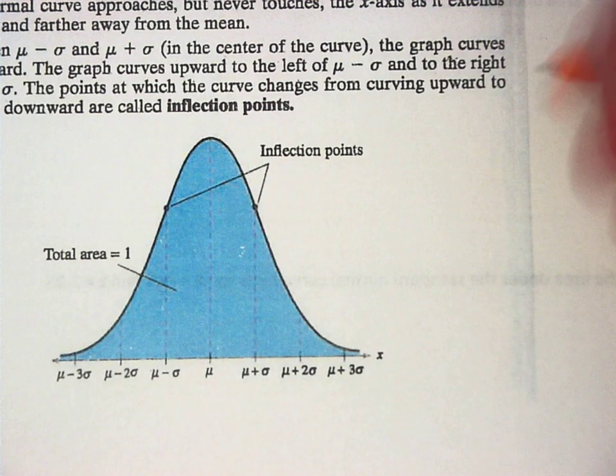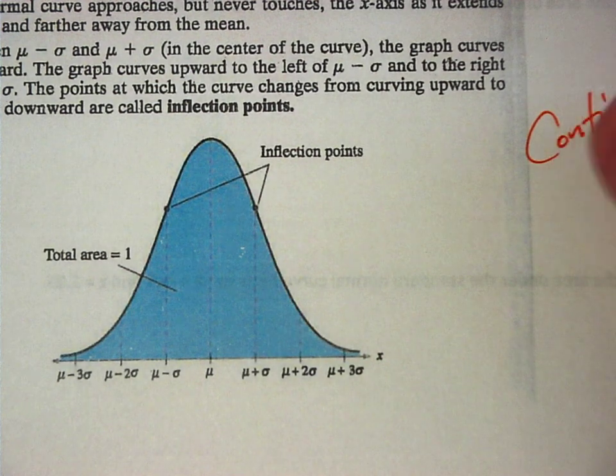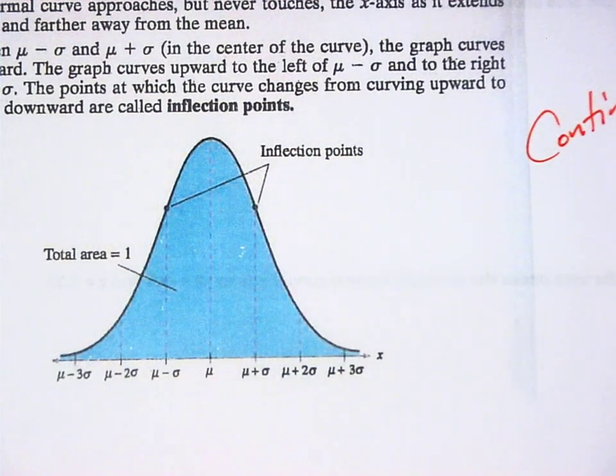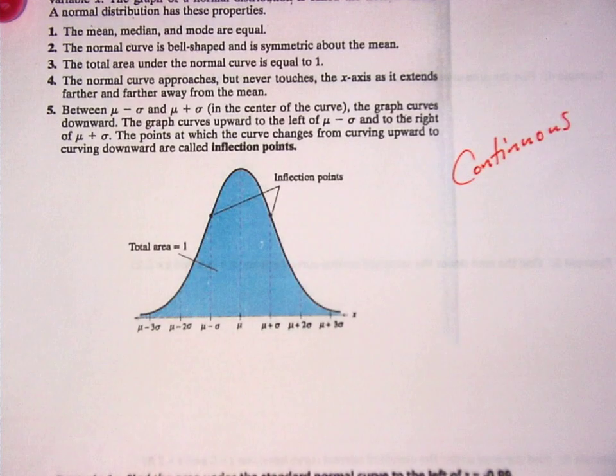this is all about continuous data. Maybe you want to write continuous on here. Remember last chapter was all about discrete, and this chapter is all about continuous data, like weight, height, that kind of thing.